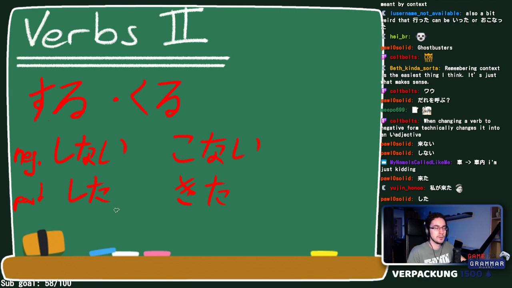Shita past tense. Shukudai wo shita. Something like that. I did my homework. Or, party ni wa kita. He did come to my party. So, these are that. That's it. We've learned verbs part 2.